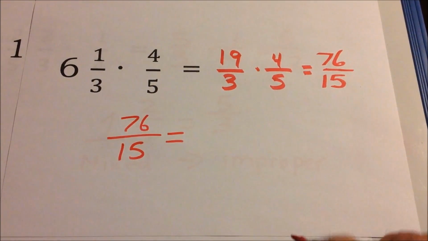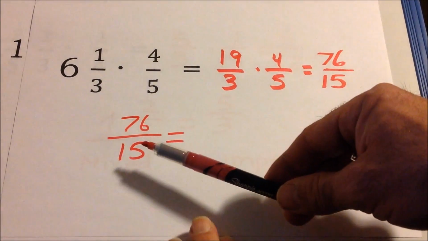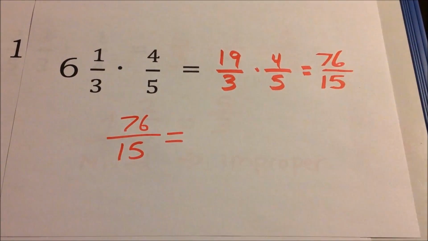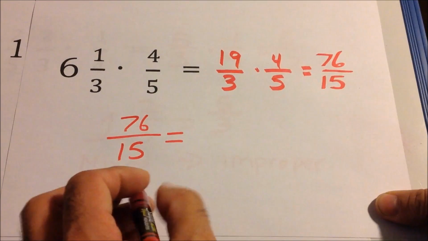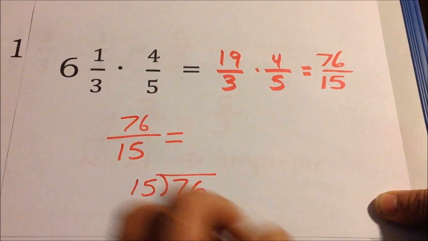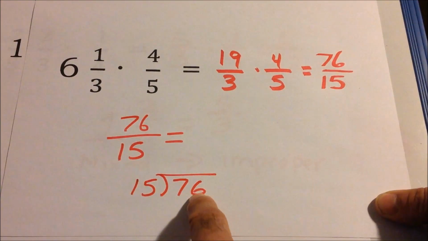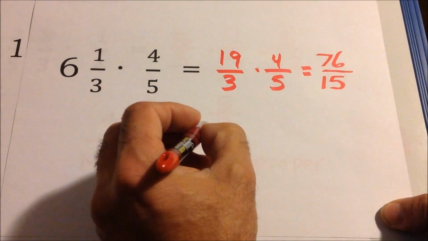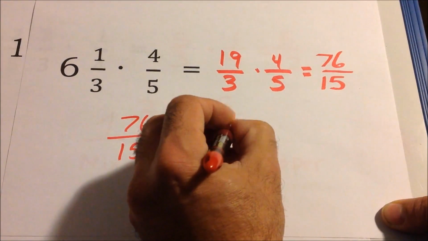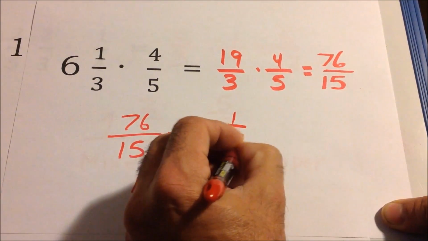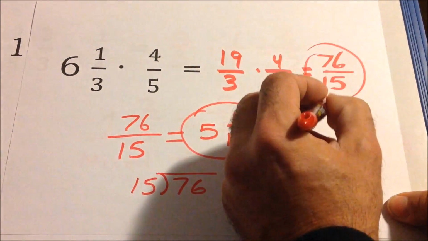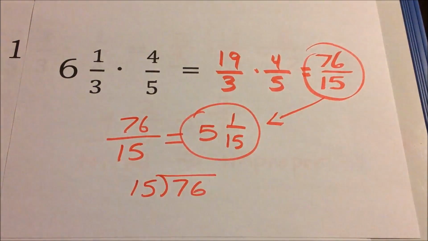That's what simplifying means. So you have to ask yourself, how many times does 15 go into 76? Right? So remember, you're dividing here. You're saying, how many times can I put 15 into 76? That's what you're doing. So 15 goes into 76 5 times, because that's 75. You need one more to get 76, and there's our answer. So this became that.